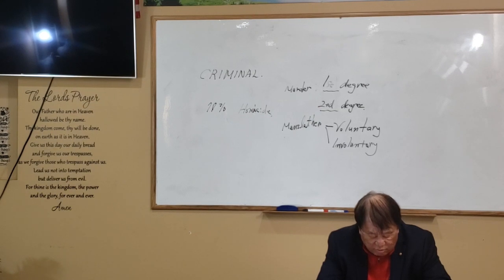C. Rape and related offenses. Rape is unlawful sexual intercourse with a female without her consent. Modern statutes often designate the crime as sexual assault and classify it as a crime against the person. Number one, forcible or common law rape.